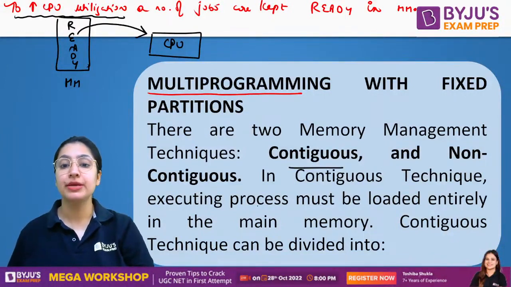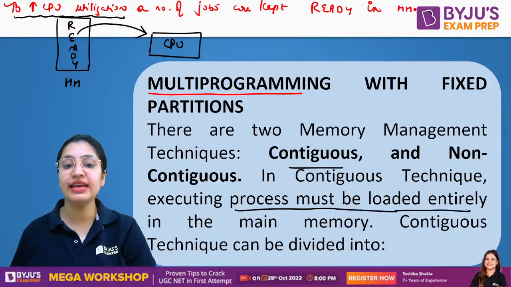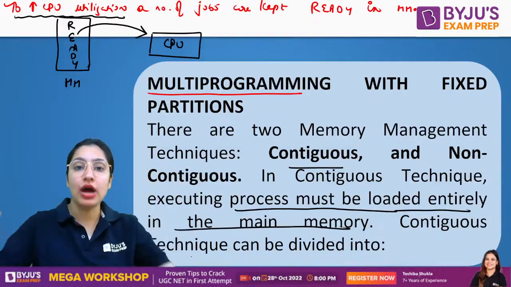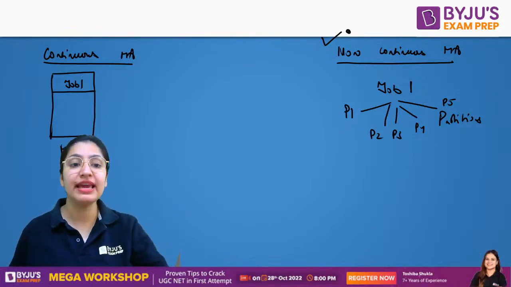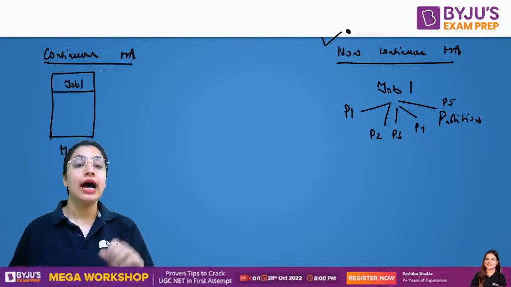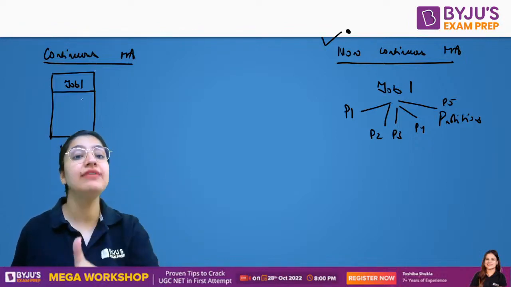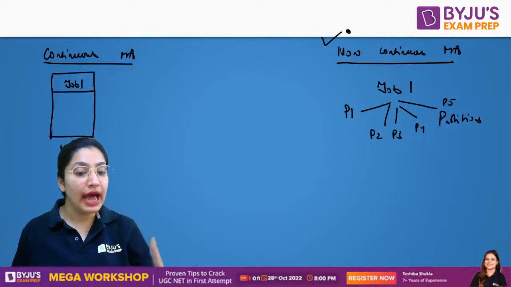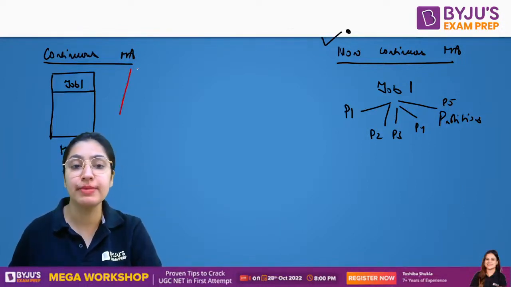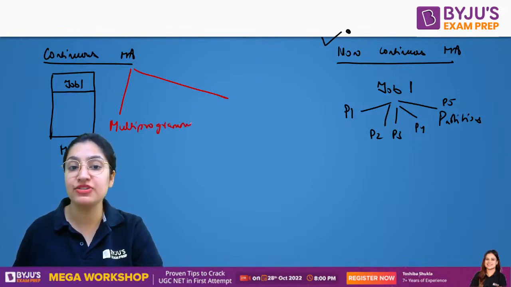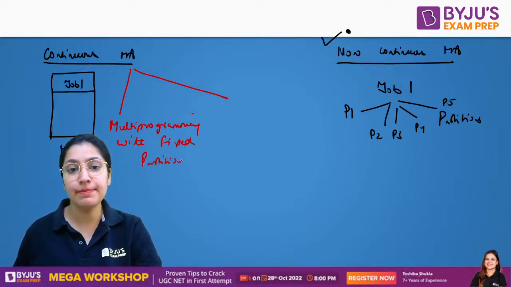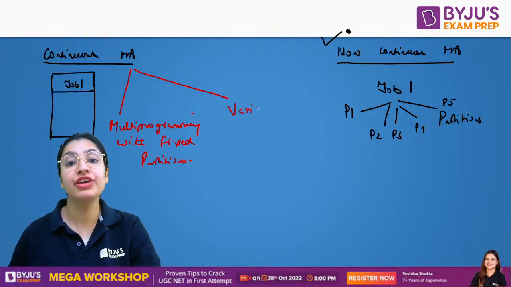So in continuous, the process must be loaded entirely in the main memory. एक प्रोसेस पूरा का पूरा मेमोरी में एक जगह पर है, जैसे जॉब नंबर वन पूरी की पूरी मेरी मेमोरी के एक हिस्से के अंदर एग्जिस्ट करती है, ठीक है। अब दिस कॉन्टिन्यूस मेमोरी एलोकेशन इज फर्दर डिवाइडेड इनटू टू पार्ट्स एवरीवन, एंड द टू पार्ट्स एग्जिस्टिंग फॉर कॉन्टिन्यूस मेमोरी एलोकेशन आर एक्चुअली द फर्स्ट पार्ट विच इज कॉल्ड एज मल्टी प्रोग्रामिंग विद फिक्स्ड पार्टिशंस. That's what we have to study here. And the second part is multi-programming with variable partitions.